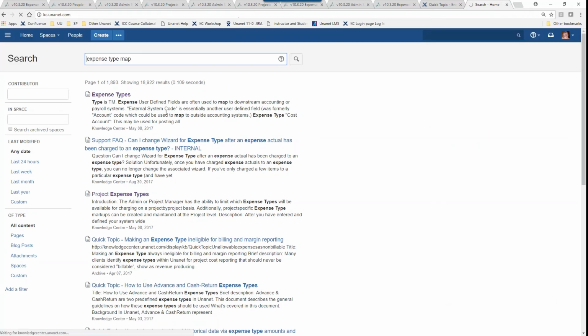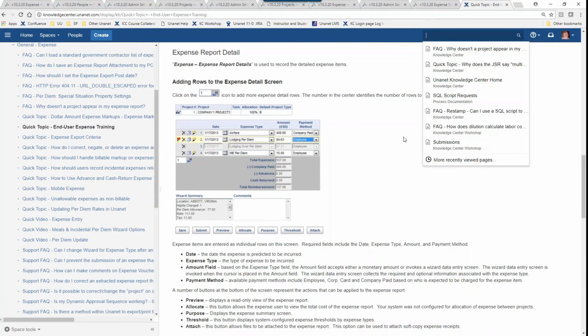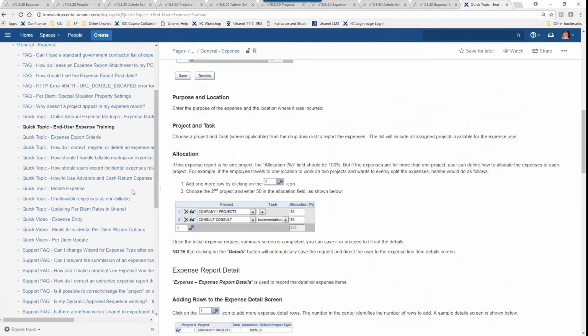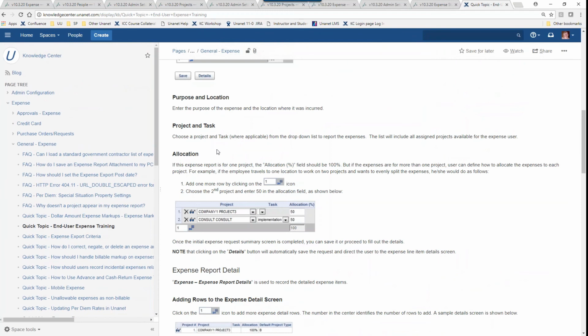All right, and we're running low on time. The next question: can we set a threshold for items with no receipts? Yes, you can set a threshold. Those are two independent areas. Checking the receipts required box is independent of the threshold. All right, I guess we have a little more time. We'll go through some more.